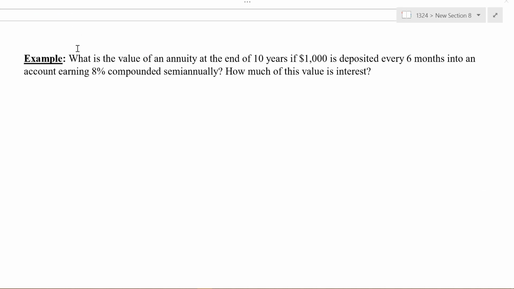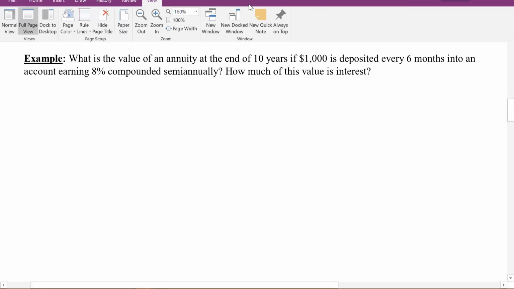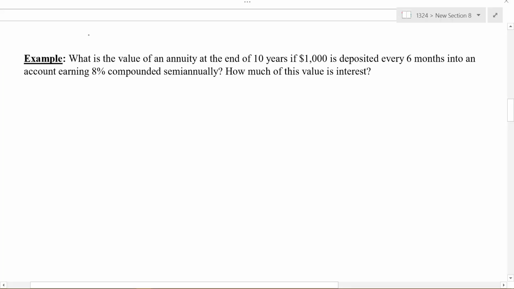Alright, so for this example, we're asked what is the value of an annuity at the end of 10 years if $1,000 is deposited every 6 months into an account earning 8% compounded semi-annually. How much of this value is interest? Okay, so we have 2 questions there to answer.